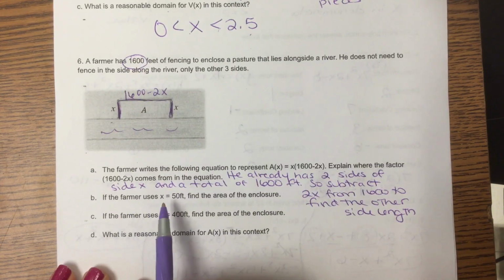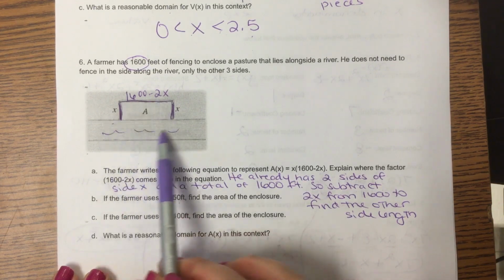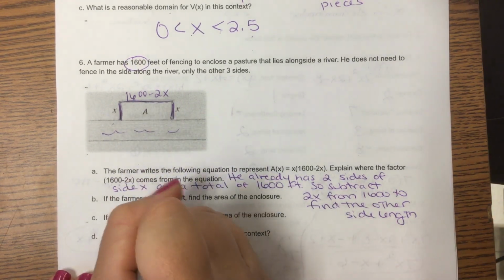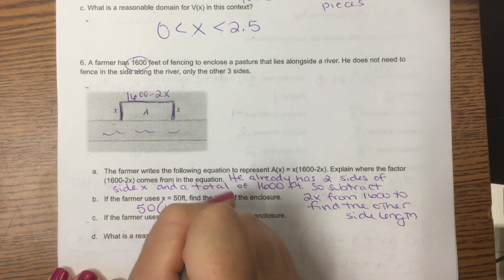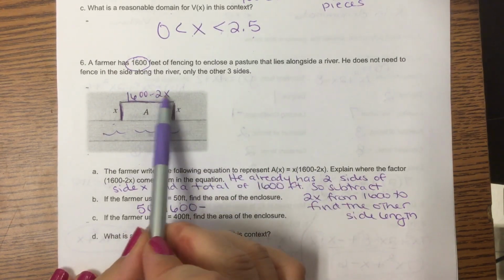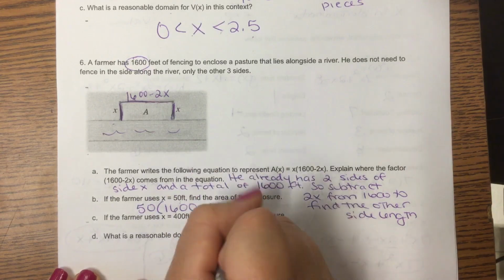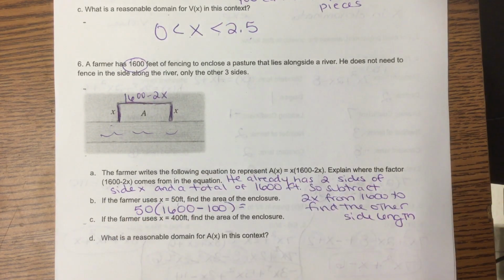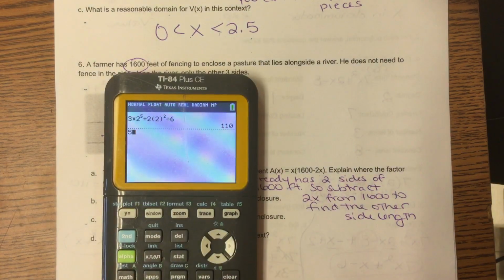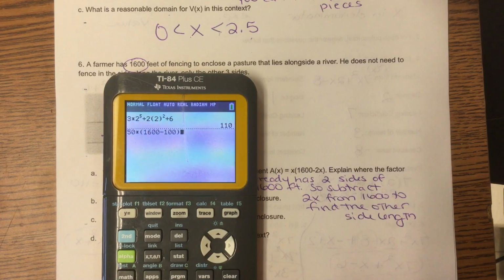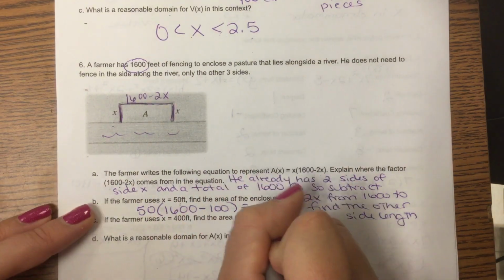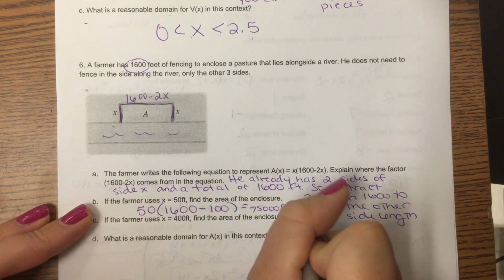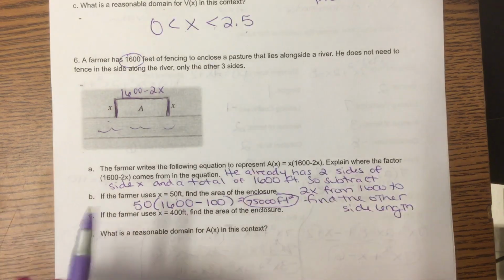Okay, so if the farmer uses 50, what is the area of this enclosure? So I would have 50 times (1,600, and I'm going to do the 2x in my head because 2x would just be 100, right? 2 times 50). So I have to do 50 times 1,600 minus 100, or just 1,500, is 75,000. And we're doing feet squared this time because we're talking about area.